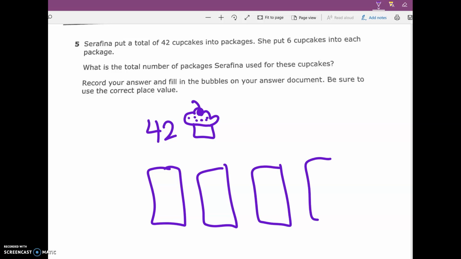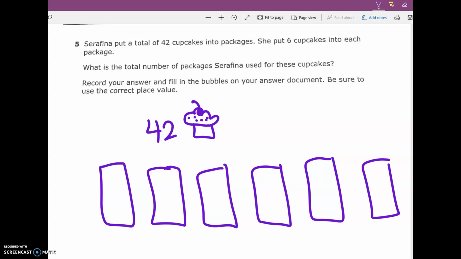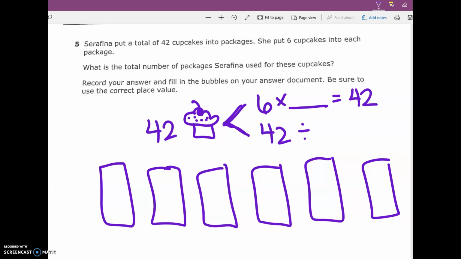Now, you could use 2 equations to solve this. 1, 2, 3, 4, 5, 6. We'll make 6 groups. Even though we don't know how many packages, it's easier to do this and then fill in how many go into each one. But you could also write your equations. Because multiplication and division are inverse, which means they're opposites, we could do 6 times some number is equal to 42, or we could do 42 divided by 6 is equal to how many packages.